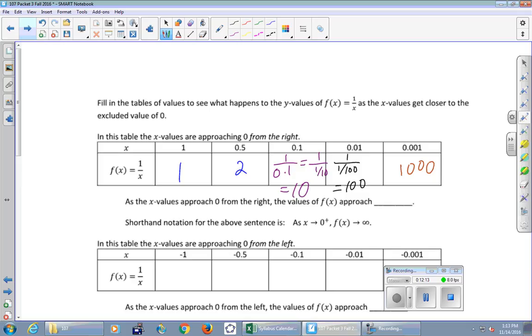What is happening in the top row? The numbers are getting close to 0. That was the idea. What's happening to the numbers in the bottom row? Very, very big, towards what idea? Infinity. So as the x values approach 0 from the right, the values of f of x approach infinity. You don't need to put a positive sign in front, but I will just to highlight that we were getting positive 100, positive 1,000.